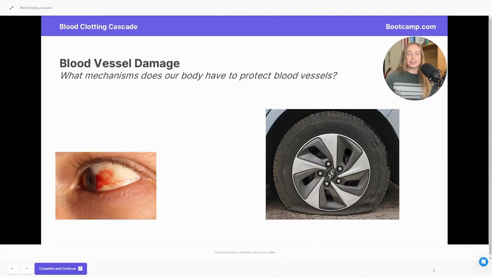To start off, let's acknowledge that blood vessels are going to get damaged. There's nothing that we can do to avoid that, whether it's a fall and we scrape ourselves, or whether we have a vessel in the subconjunctiva pop. Now, losing a little bit of blood like this isn't typically going to be a problem, but what's going to make it so that we stop bleeding eventually? Because if we keep bleeding forever, we're going to end up like this flat tire and completely run out of blood. So what mechanisms does our body have that prevents this from happening?